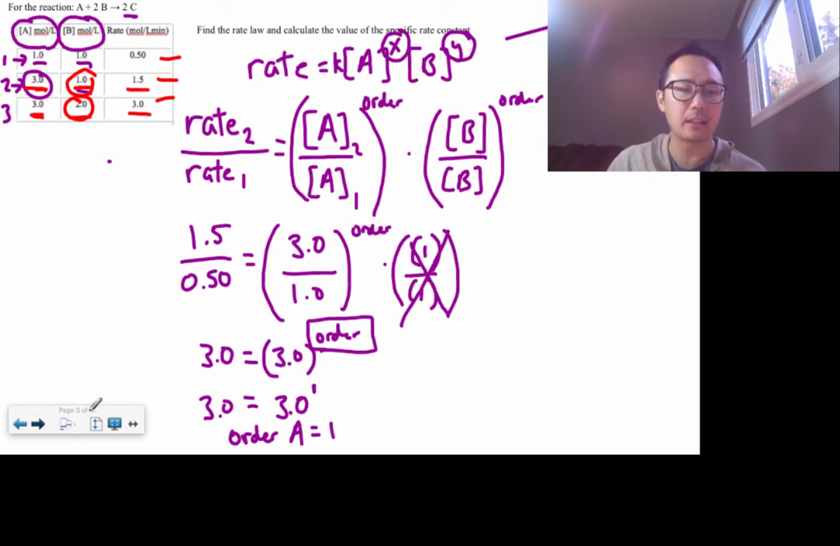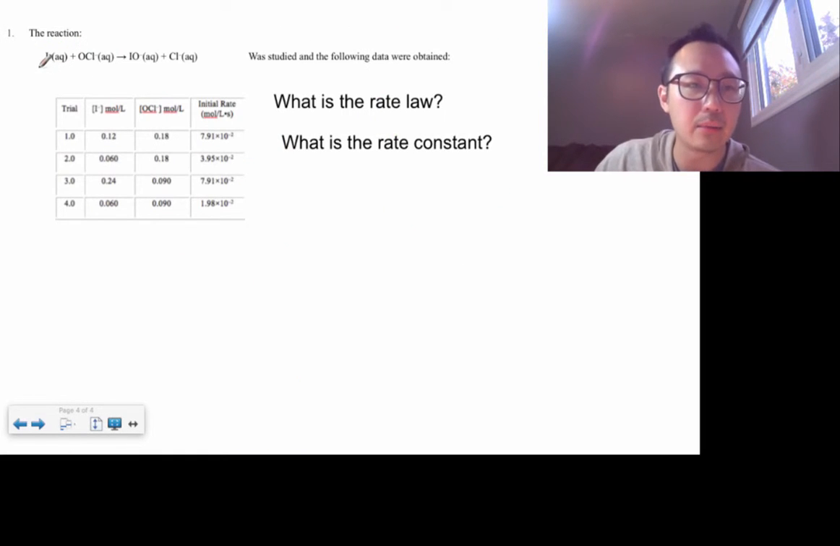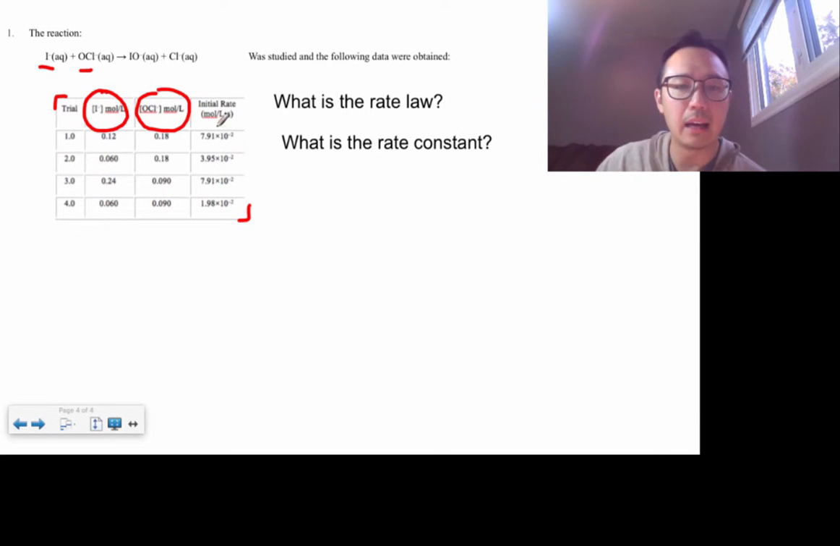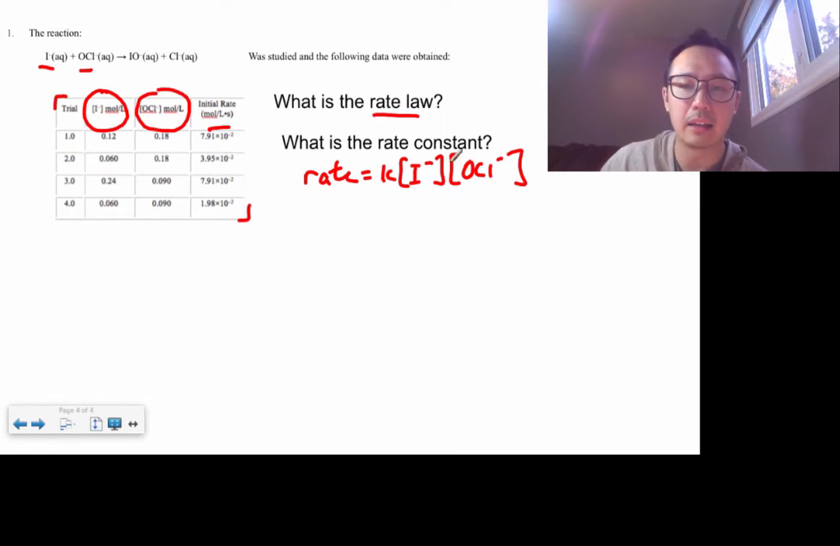Let's look at a more complicated example in question 2. In this one you have iodine, and you're reacting this with OCl minus, and you can see that this is your trial table, your initial rate. So this is the concentration of your iodide ion, and you have the concentration of the other ion, and this is the rate of consumption. So you're calculating for the rate law. The first thing is I'm just going to write the rate is equal to k times I minus to the x, OCl minus to the y. So first is to determine the rate law.